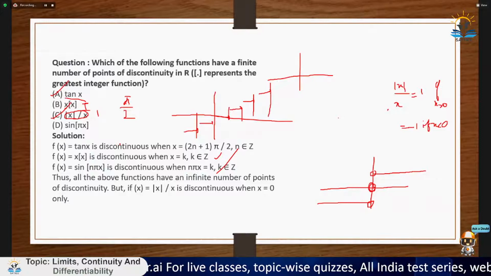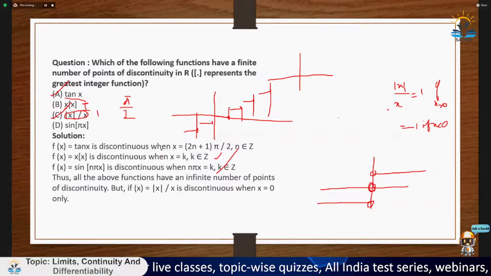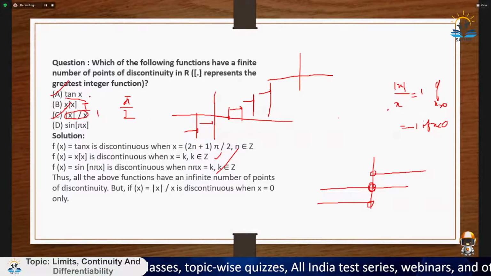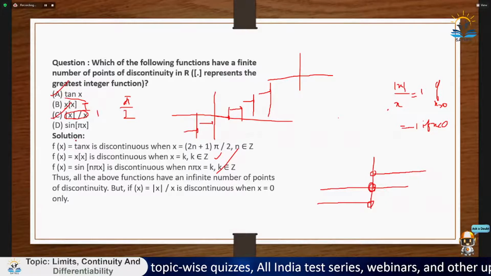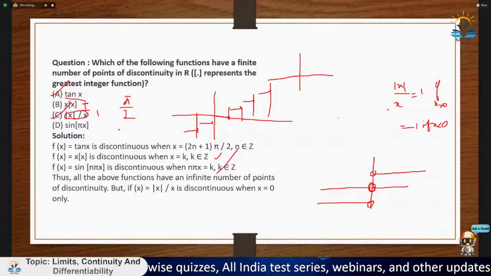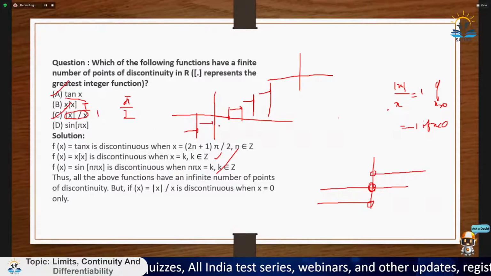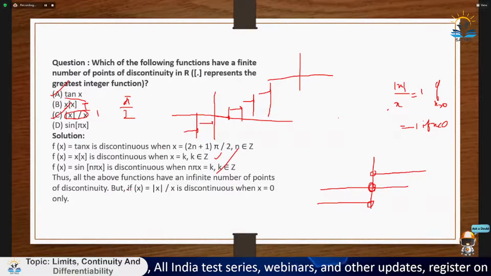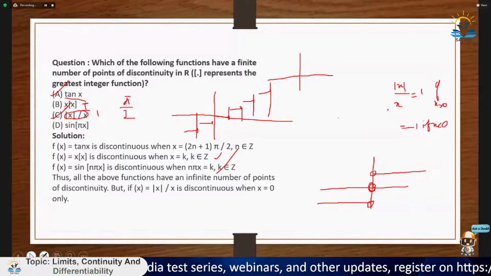Okay, so I hope you got it. This was a pretty simple question, but you have to apply brain in discussing this GIF of x type of functions. So if you don't know, then GIF of x is discontinuous at all integers. Please remember this thing.